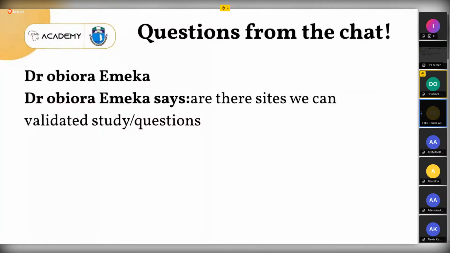So you cannot validate online, but you can get a validated tool online. And I've shown you the other methods you can use to validate your questionnaire. But there's no application for validation, unless you want to do internal consistency validation, which I told you that you can use Cronbach's alpha to do.